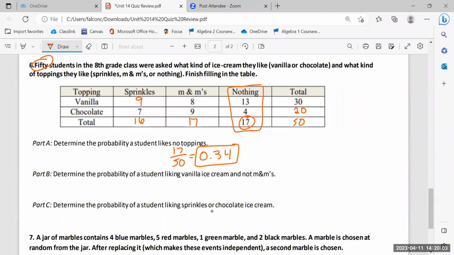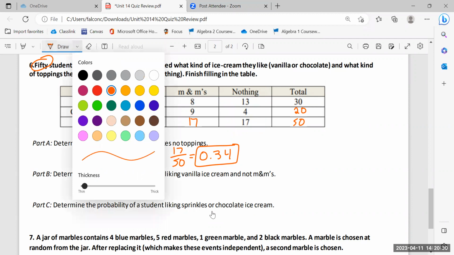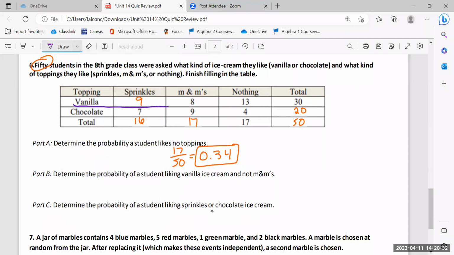All right, so then for part B, we want the probability of a student liking vanilla ice cream and not M&Ms. So we want to look, who likes vanilla? So how many kids like vanilla? 9. And at the same time, we don't want them to like M&Ms. Okay, wait, so let's think about this. So we want vanilla. So we're looking at our vanilla column. We don't care about the other ice creams, just the vanilla.